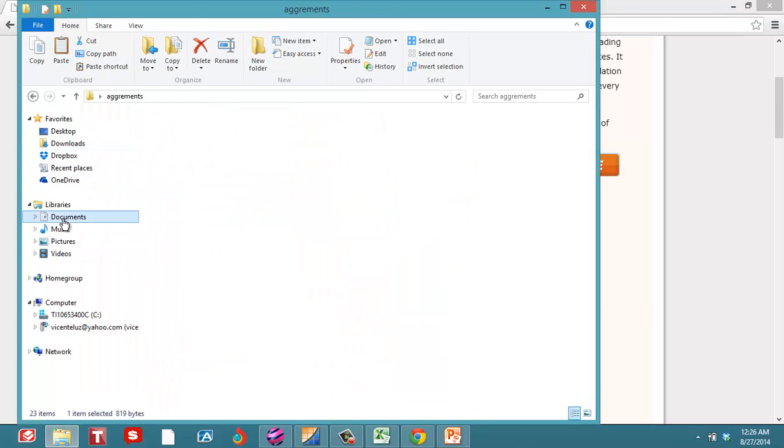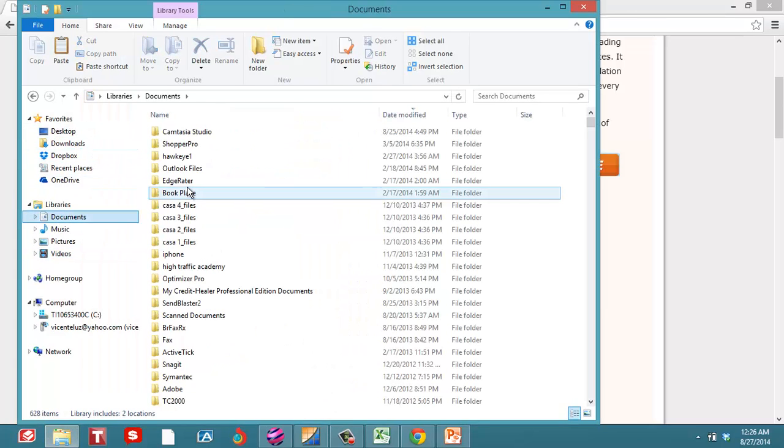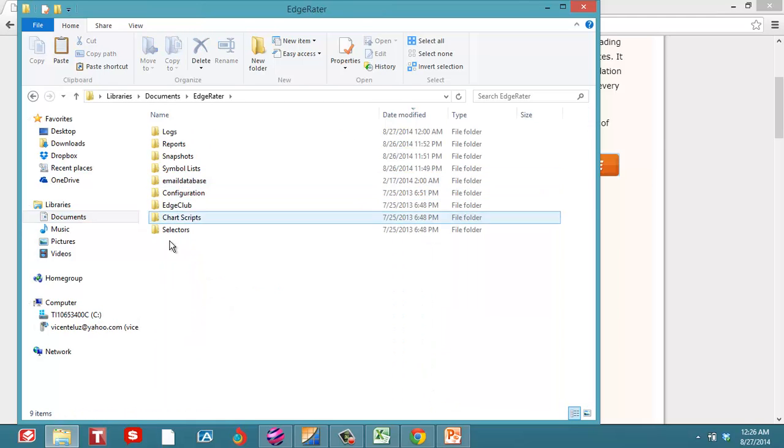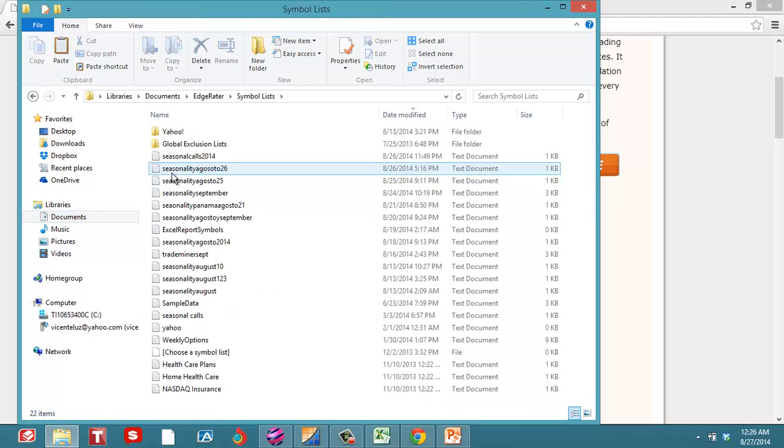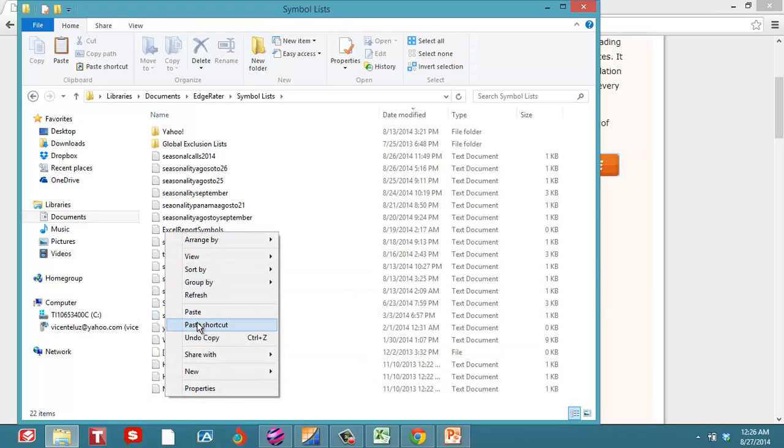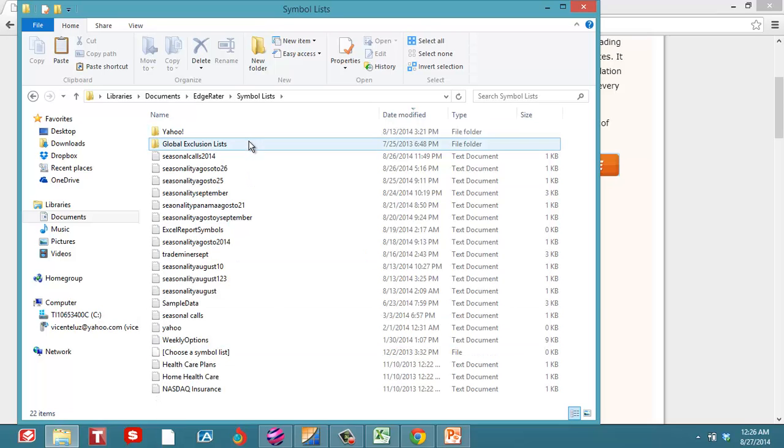Now with this software, I'm going to paste it. I'm going to go to my documents after I've installed EdgeRater, and I'm going to click right here, go to Symbol List, and paste it. So I'll right click here and I'll paste. Now for this purpose I already pasted right here. You can see Seasonality Calls, and these are all my symbols.